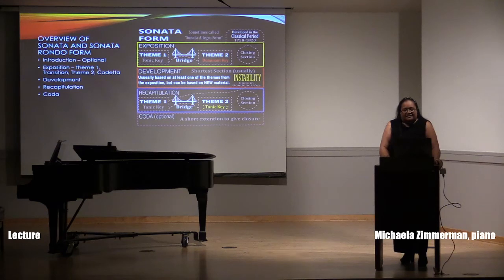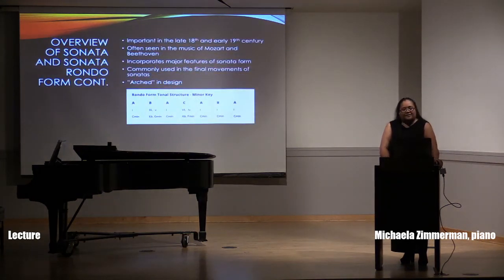Then after the development comes the recapitulation, and the recapitulation is simply a restatement of the exposition. It can be an exact copy of the exposition, but notably in this case, there is no change of key for theme two, so theme two will be heard in the tonic key. Then you have a coda, which is optional, and then the end.